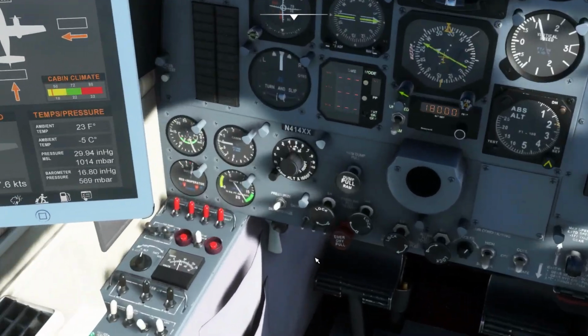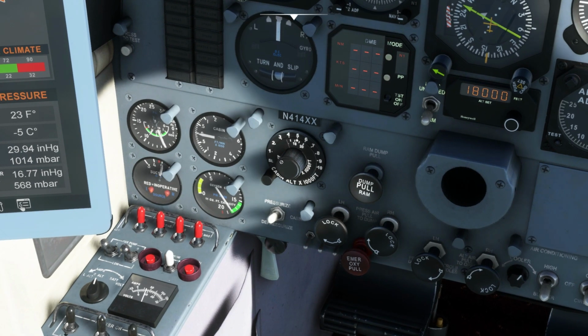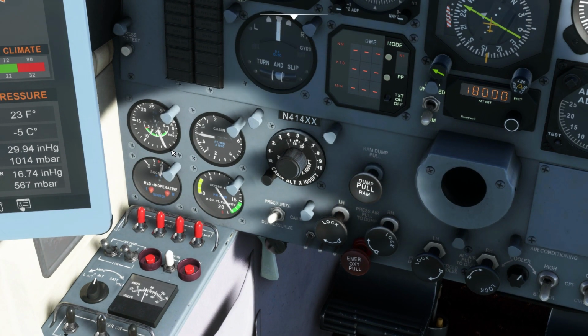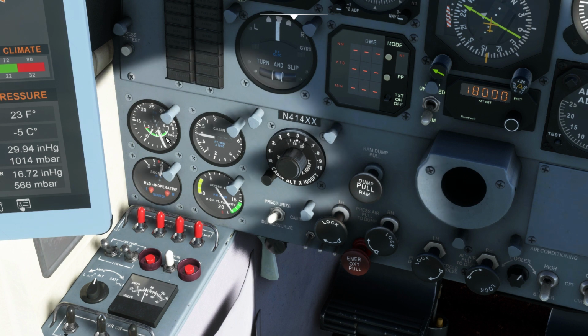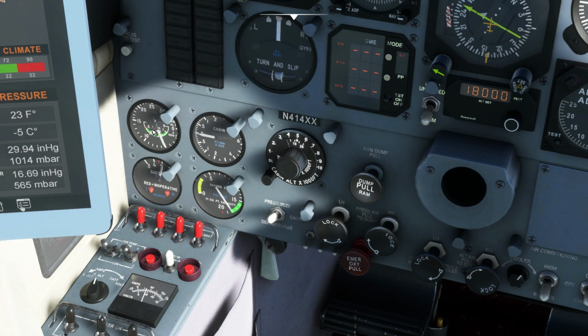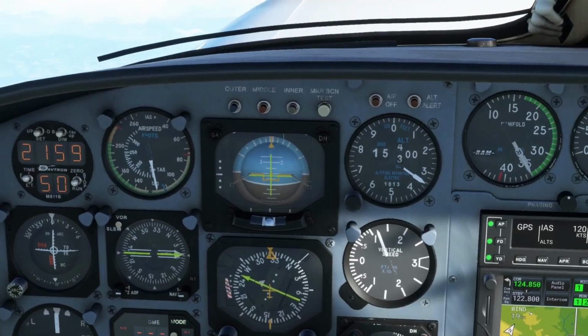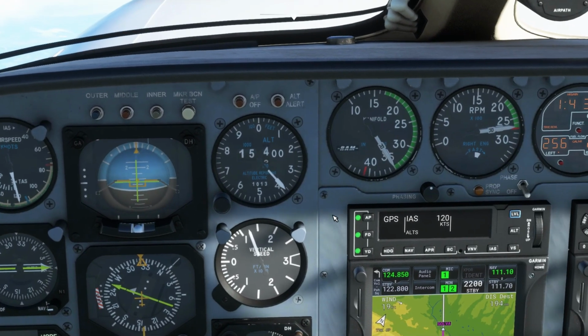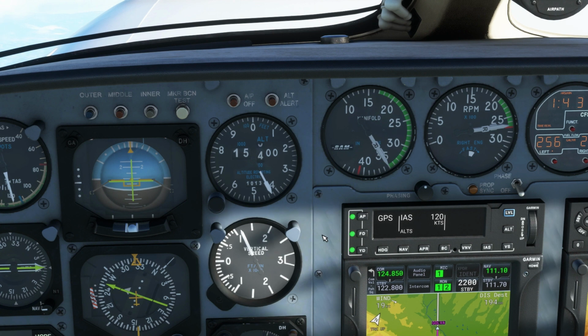Okay, let's see what the pressurizing is doing. So the pressure has reached what I commanded, and now the difference is rising up until 18,000 feet. We're at 3,500 feet from the target altitude.